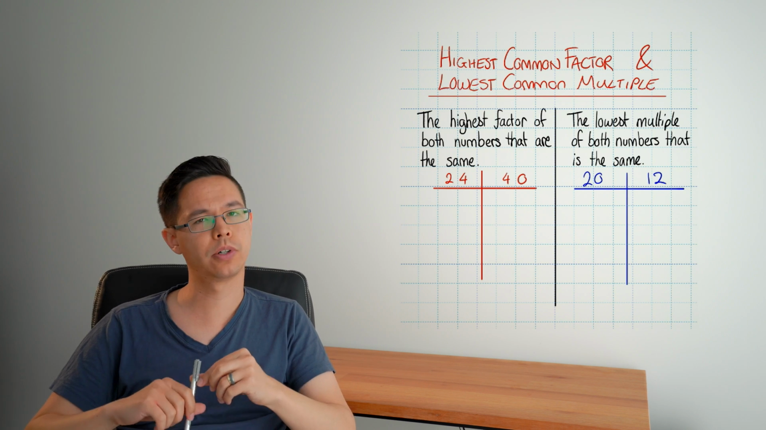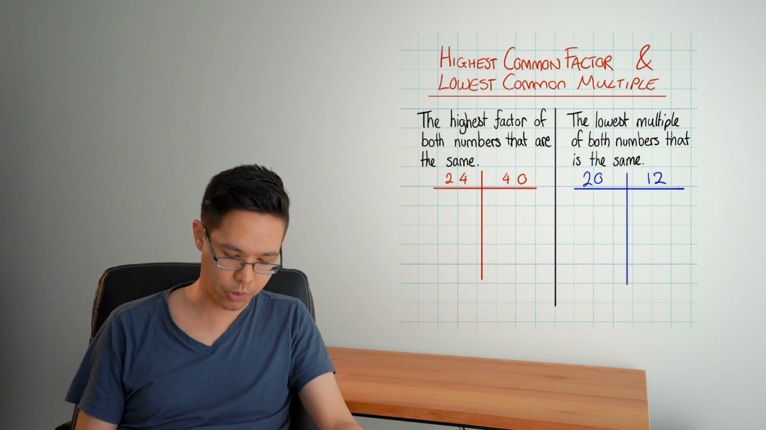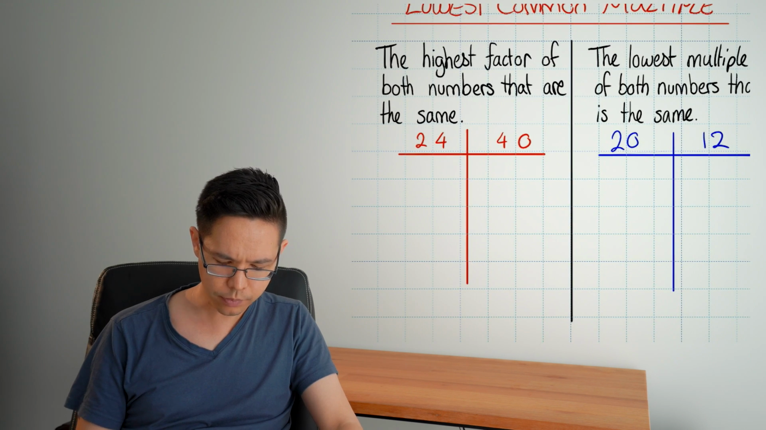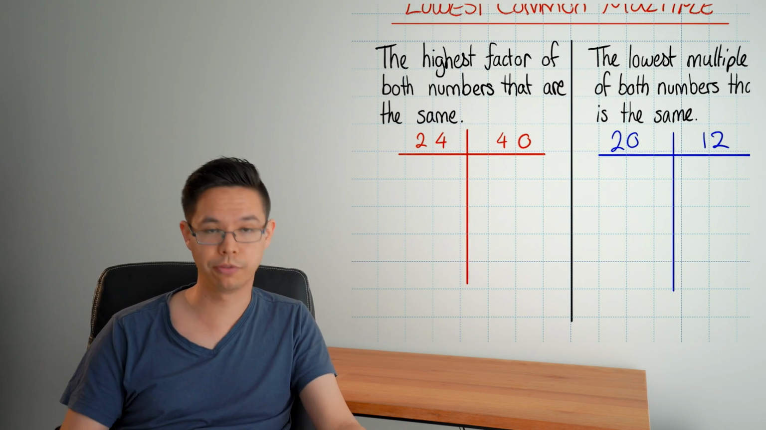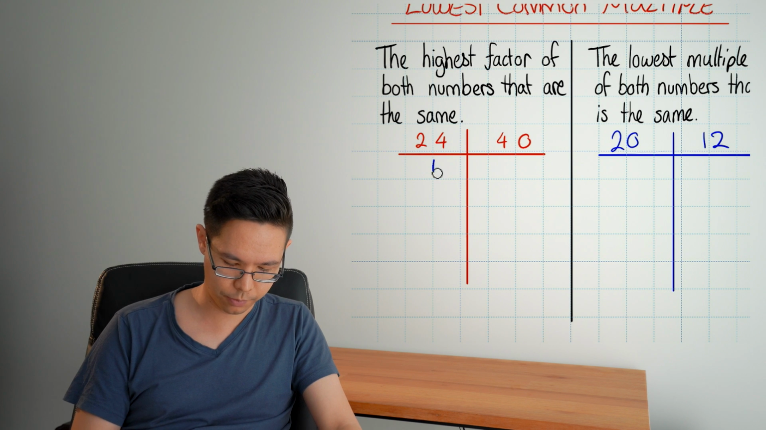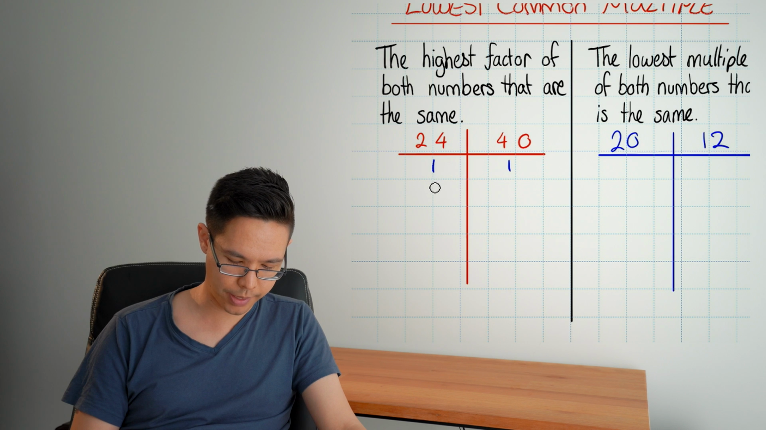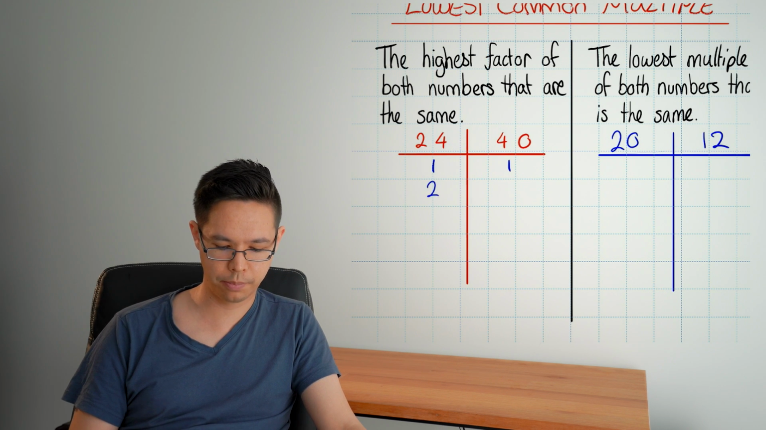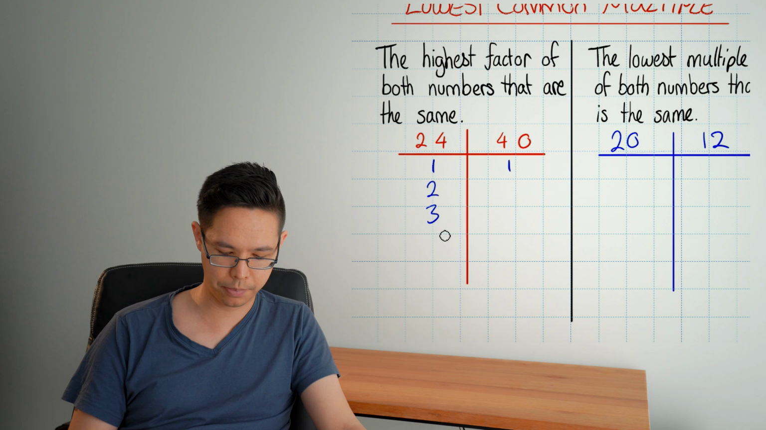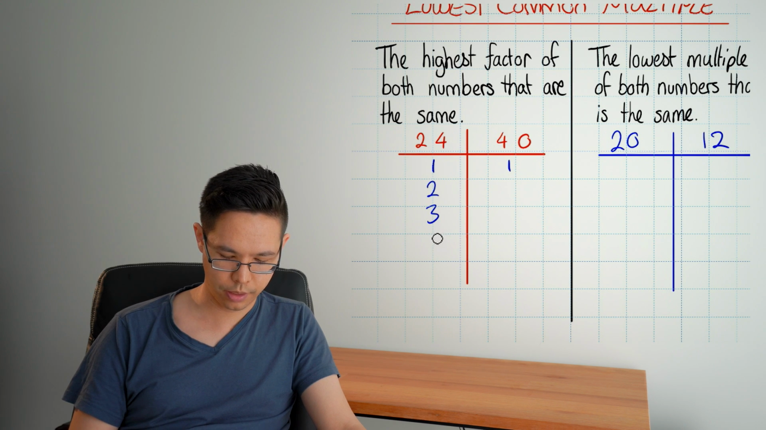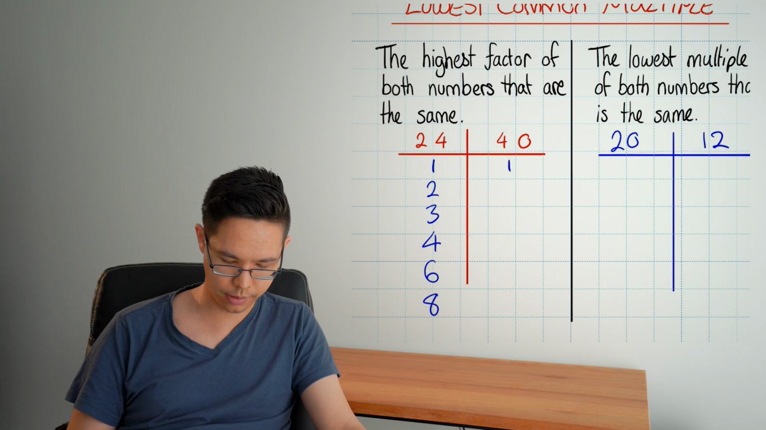So here I've got 24 and 40. So I'm going to look for all the factors. Obviously 24 will divide itself. 1, obviously 1 divides both of them. So let's see, 24, I can divide it by 2. I can divide that by 3. I think I can divide it by 4. I can divide it by 6. I can divide it by 8. I can divide it by 12, and obviously 24.